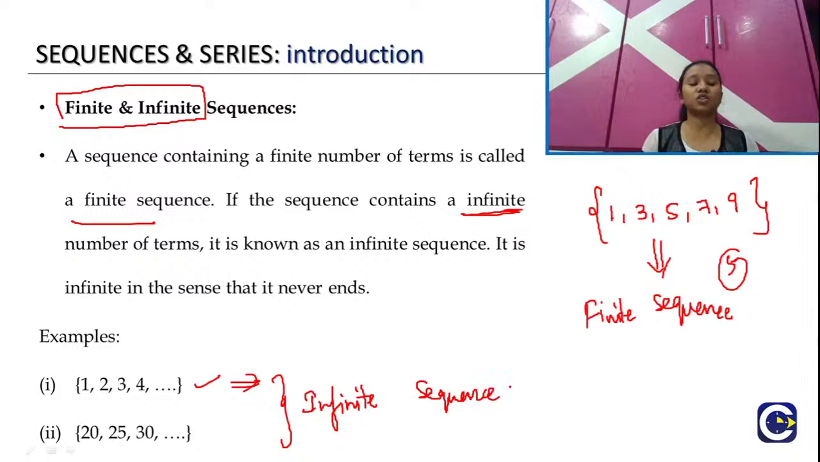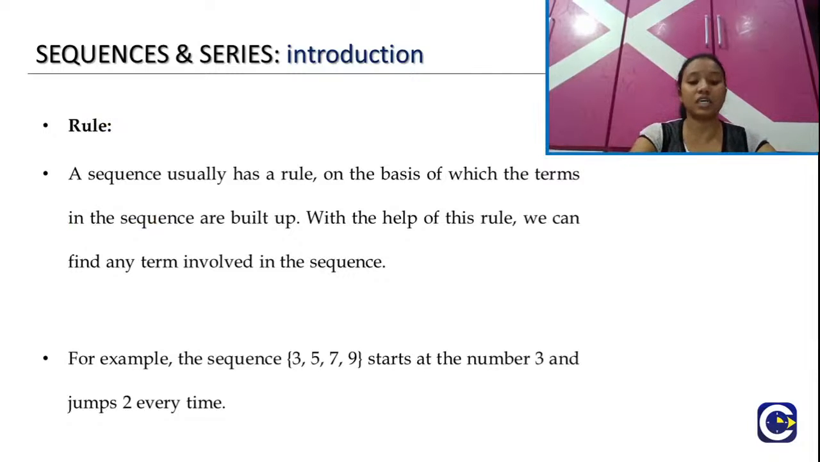Right. So far we have seen the definition of a sequence and the types of sequences, finite and infinite sequences. Now let's move on to our next topic, that is rule.